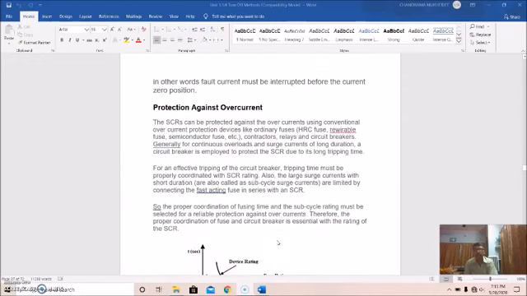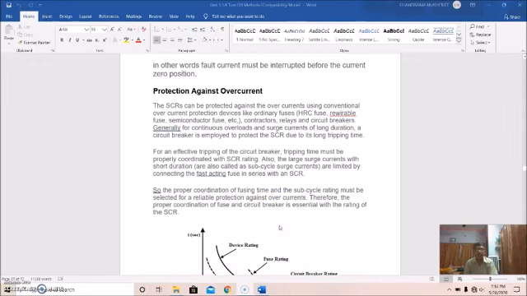Now, how is protection taken against overcurrent? The SCR can be protected against these overcurrents using conventional overcurrent protection devices like ordinary fuses, HRC fuses, rewirable fuses, and conductor fuses, etc., as well as contactors, relays, and circuit breakers. Generally, for continuous overloads and surge currents of long duration, a circuit breaker is employed to protect the SCR due to its long tripping time. For effective tripping of the circuit breaker, the tripping time must be properly coordinated with the SCR rating.